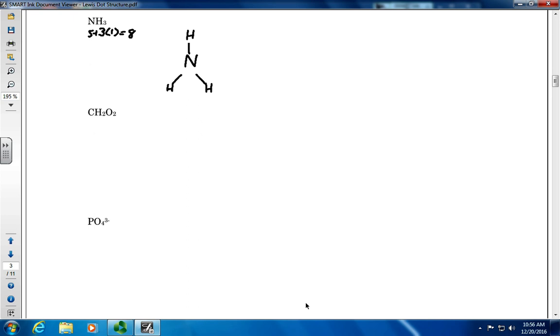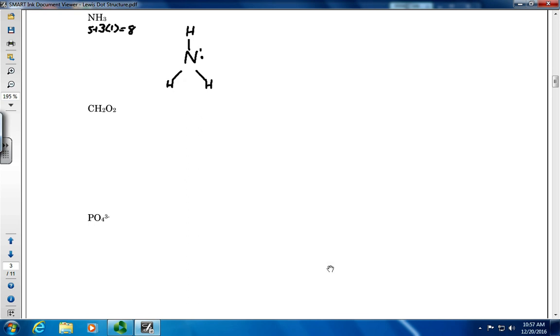So the last 2 just get tacked on there. Those are called lone pairs. And that's the Lewis dot structure, a very basic Lewis dot structure for ammonia.